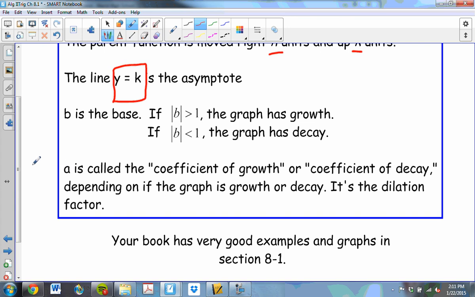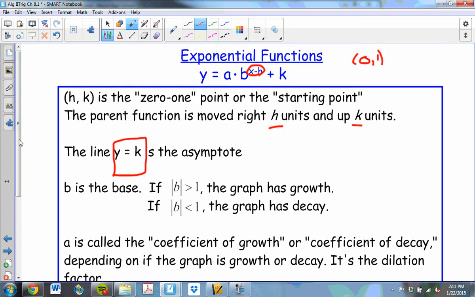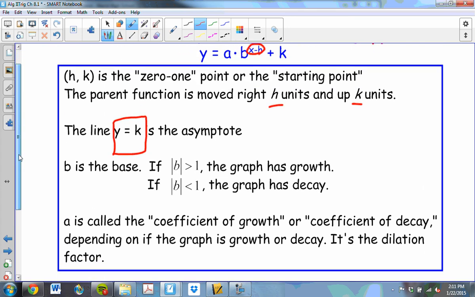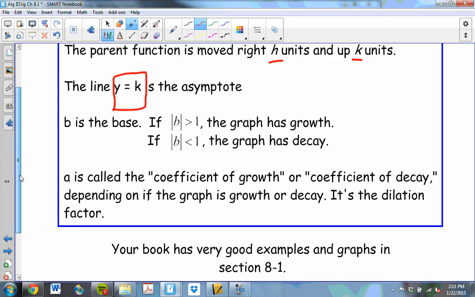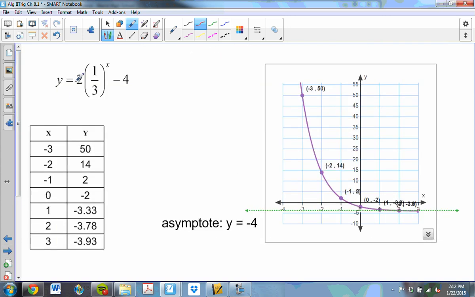We call a, this a value in front, the coefficient of growth or decay, depending if the graph is growth or decay. It's really the dilation factor, and your book has very good examples of this in graphs in section 8.1. I think your book does a good job of handling this. So let's graph this one. In fact, I've already plugged in the points and found what they'll come out to. 2 times 1/3 to the x minus 4 is our graph.